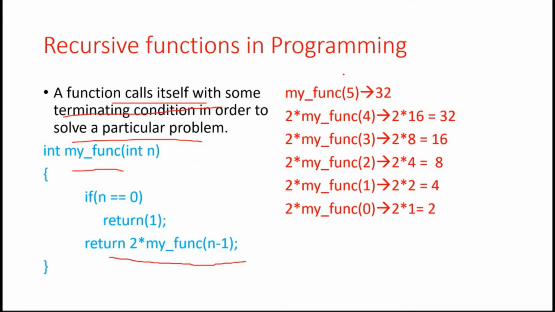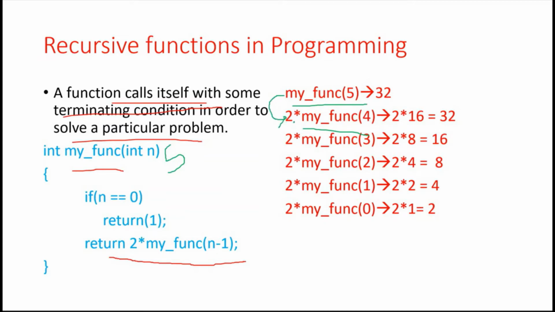Let me show you. If we call myfunc with value 5, what will be the output? If we input 5 in this function, what will happen? This condition will be false, and this will be called 2 into myfunc 4.